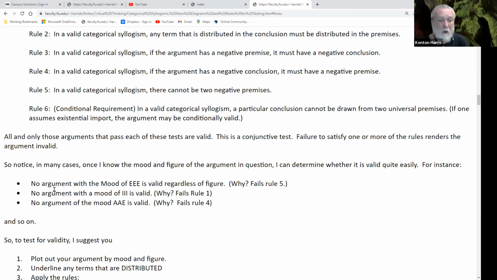For instance, no argument with the mood EEE is valid regardless. Well, it fails rule 5, right? No argument of the mood III is valid. Why? Well, because it fails rule 1. If all the claims are I claims, nothing's distributed. That means the middle term can't be distributed even once because all the premises are I's. And also, AAE is not valid. Why? It violates rule 4, right? Because I have two affirmative premises but a negative conclusion. Well, that's not allowed, right?